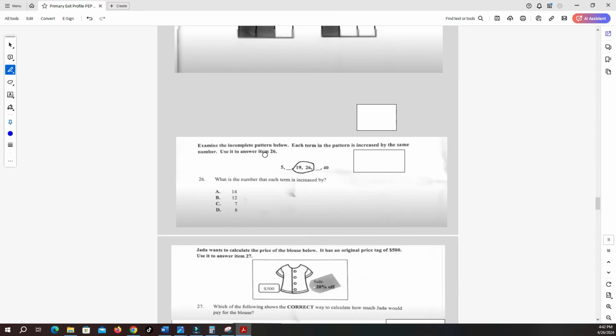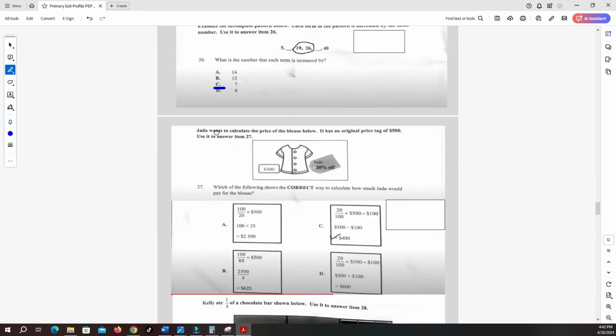That's A. Examine the incomplete pattern below. Each term in the pattern is increased by the same number. Use it to answer 26. Normally when you're doing this, it's easier to just try, from 19 to 26, that looks like about 7. So I see 7 written all over this. So I'm going to choose 7. If I'm wrong, you let me know.